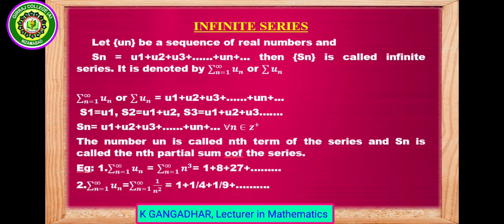Next example is sigma 1 by n square. Here also we take n equal to 1, 2, 3 and so on. First n equal to 1, that is 1. Then n equal to 2, 1 by 2 square, which means 1 by 4. Next n equal to 3 means 1 by 3 square, that is 1 by 9. So now the series is 1 plus 1 by 4 plus 1 by 9 plus so on.